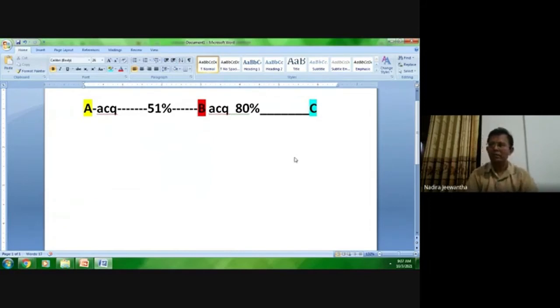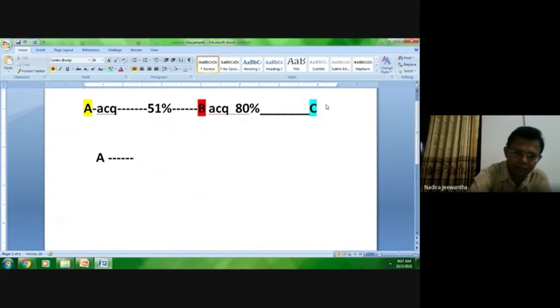A acquires B. A is holding 51% of the shareholding of B. So B becomes a subsidiary. It's a pair. Now that's a separate one. Now B running on, B is holding 80% of C. Now my question is, is there any relationship between A and C? Do you see any relationship between A and C?